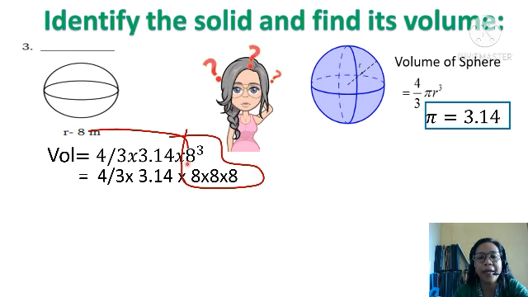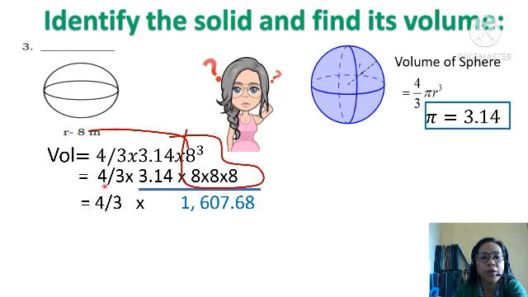So, we are going now to multiply backward. 8 times 8 times 8 times 3.14. Or you can simply multiply first 3.14 times 8 times 8 times 8. Huwag mo munang galawin si 4/3. Okay? So, ibaba natin si 4/3 times yung result ng 3.14 times 8 times 8 times 8 equals 1,607.68. Bakit kailangan nating ipahuli si 4/3?